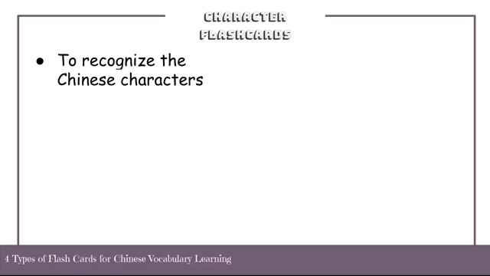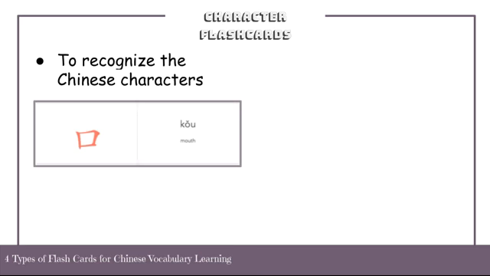Depending on the purposes and learning objectives, the first objective is to recognize the Chinese characters, like most young learners or beginning learners. This makes sense: just look at the Chinese character simply on one side, and the pinyin and the meaning on the back side. This example is kou. The front side is the Chinese character, the back side is pinyin, how to pronounce it, and its meaning.